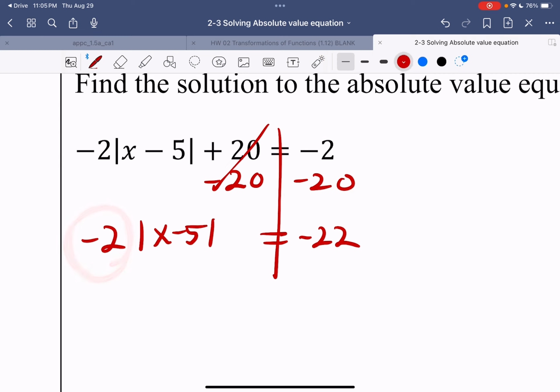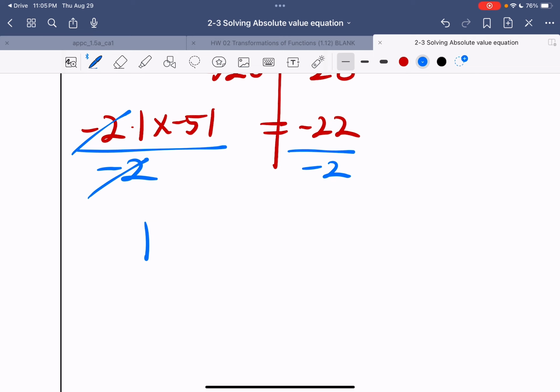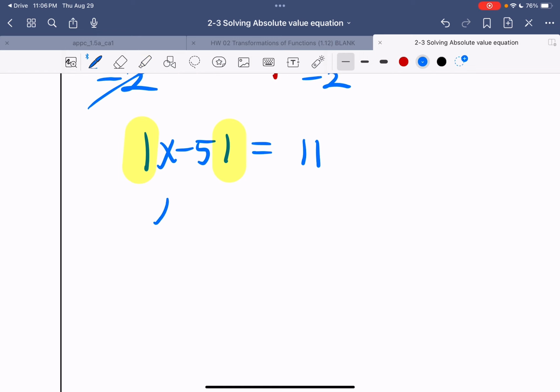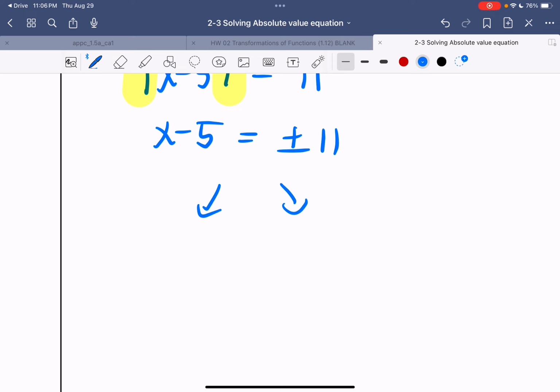Now I have to get rid of this. There's a hidden multiplication sign here, so I'm going to divide by negative 2. That disappears, and you get the absolute value of x minus 5 equal to positive 11. Remember, before you get rid of the absolute value, the other side should be positive. Otherwise, you're going to have no solution. If you take this absolute value away, just like the previous question, now you're going to get positive or negative 11, and you know now you're going to have two options.